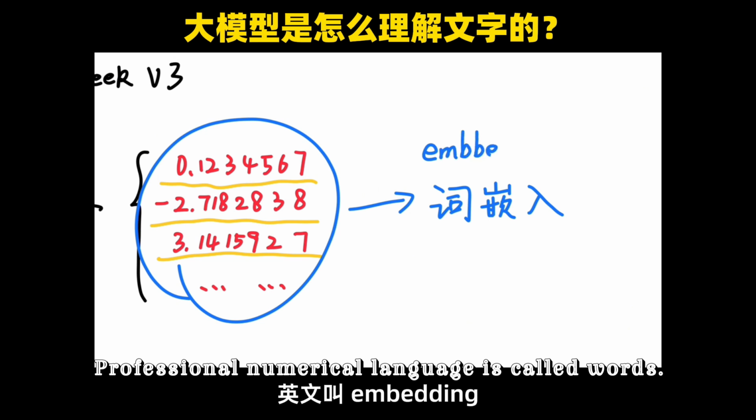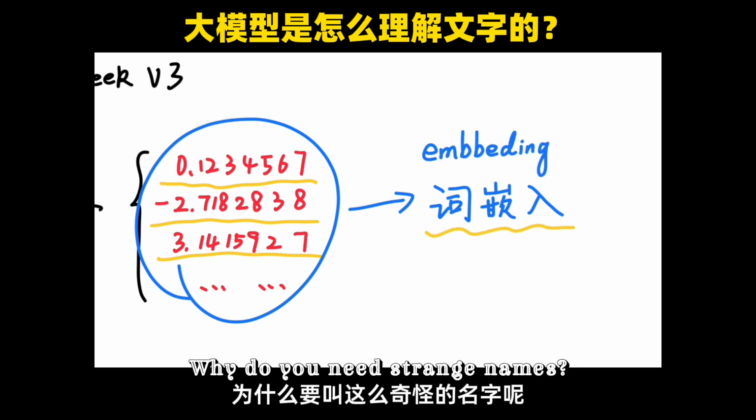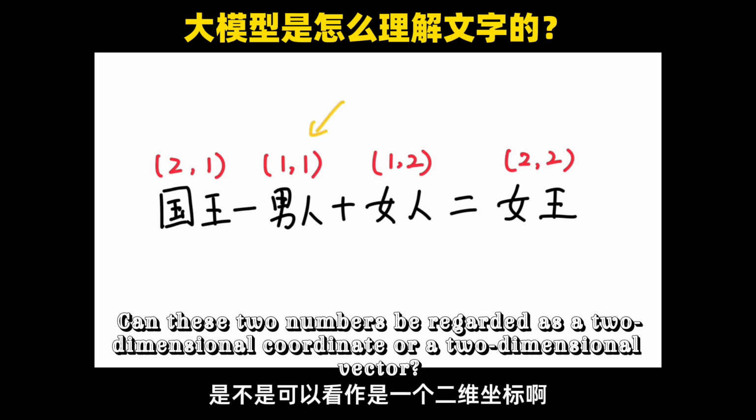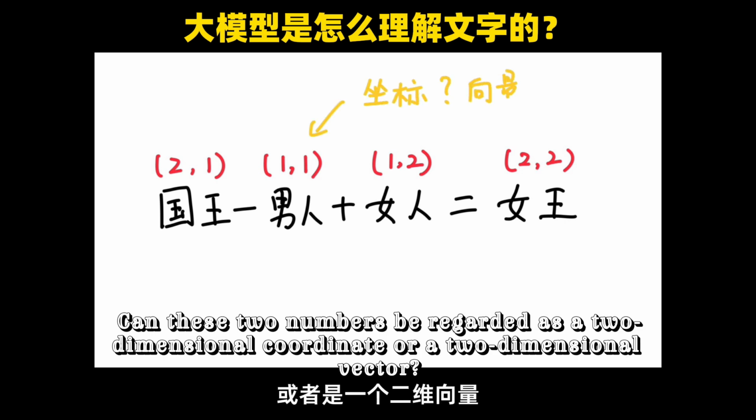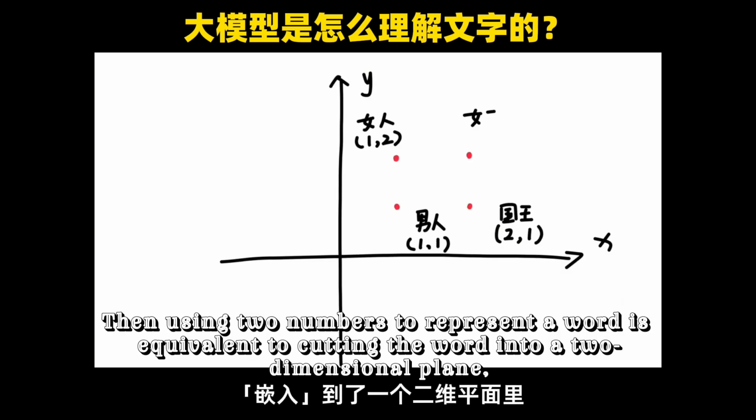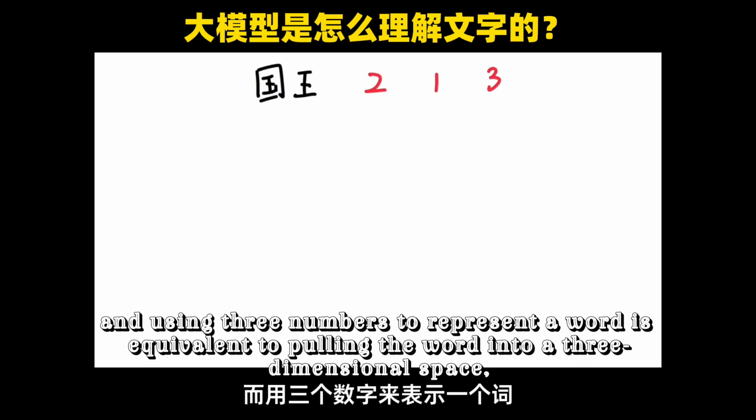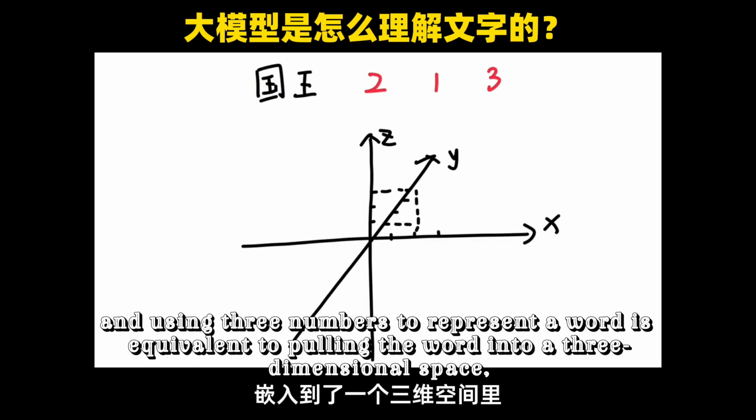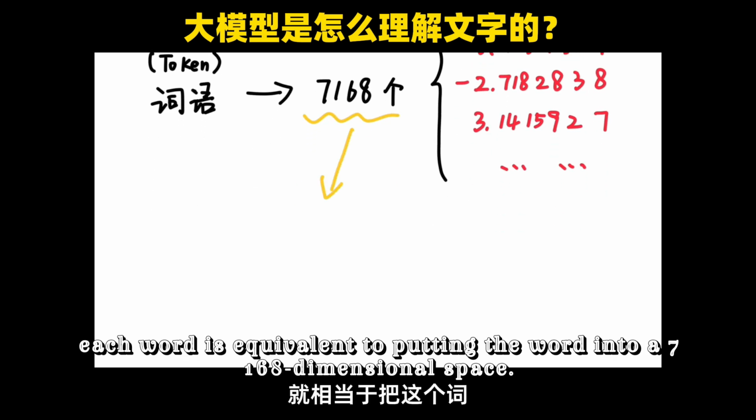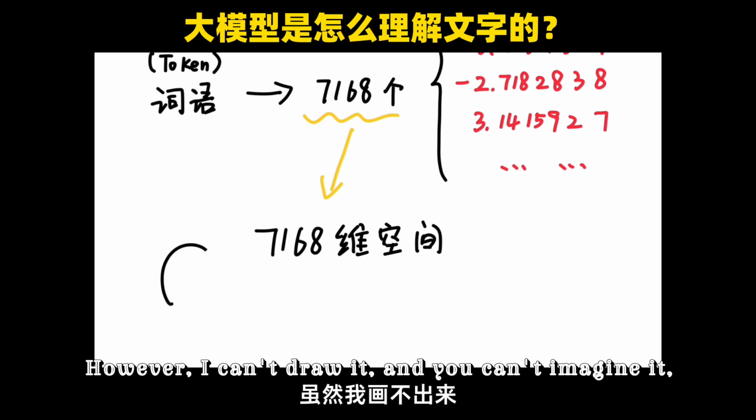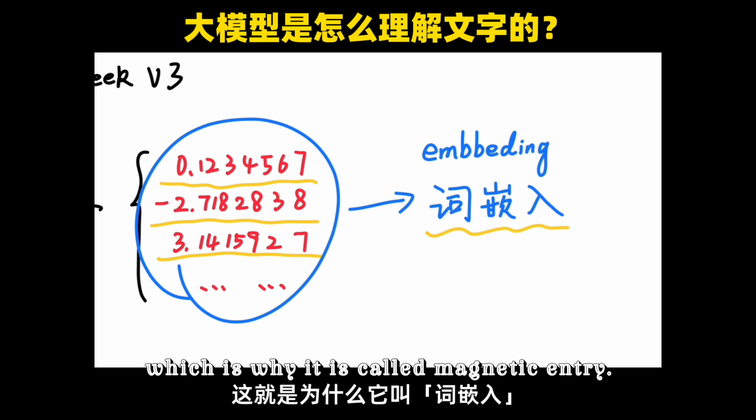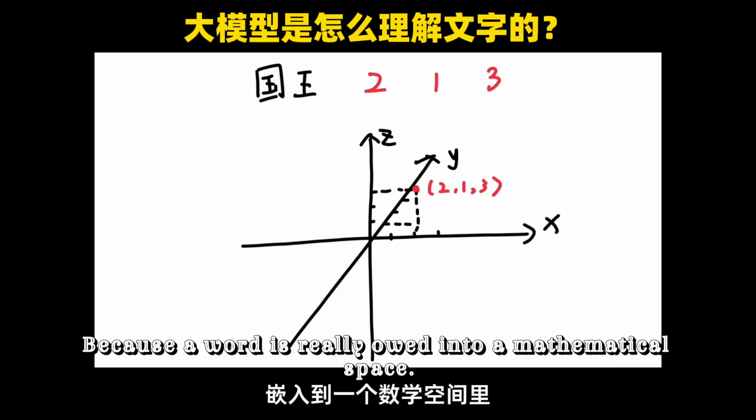Professionally, this bunch of numbers for each word is called a word vector. In English, it is called an embedding. Why do we need such strange names? You see, just now we used two numbers to represent a word. Can these two numbers be regarded as a two-dimensional coordinate or a two-dimensional vector? Then using two numbers to represent a word is equivalent to putting the word into a two-dimensional plane, and using three numbers is equivalent to putting the word into a three-dimensional space. Using 7168 numbers, each word is equivalent to being put into a 7168-dimensional space. I can't draw it, and you can't imagine it, but it does exist mathematically, which is why it is called embedding, because a word is really embedded into a mathematical space.